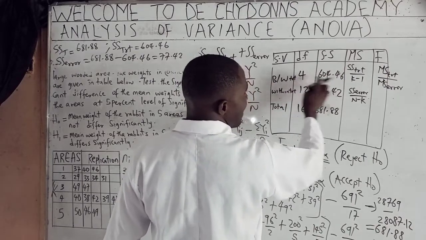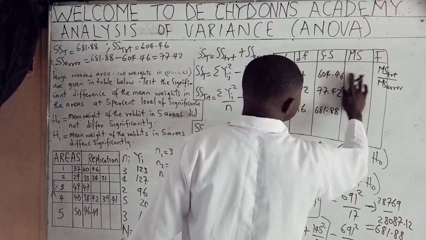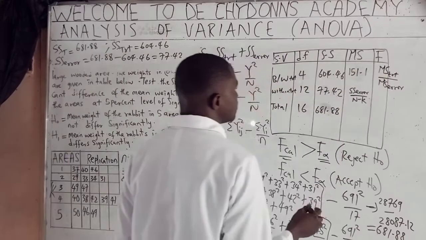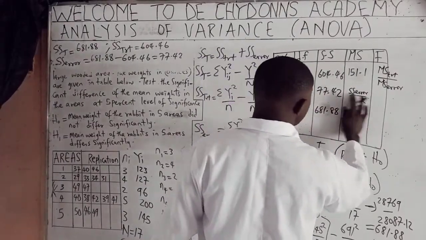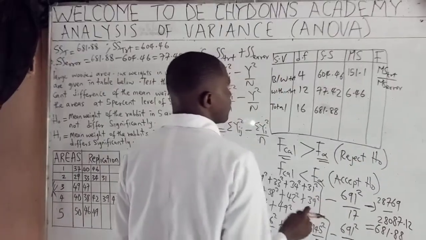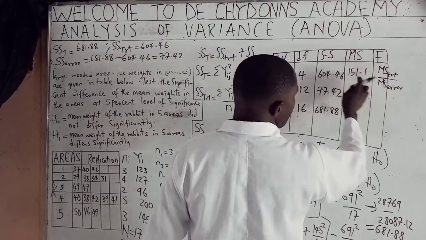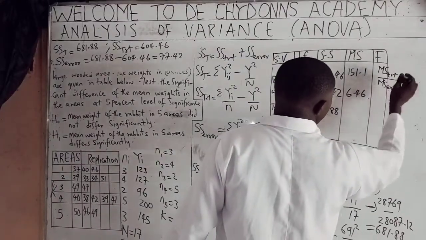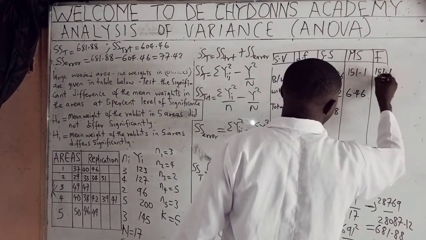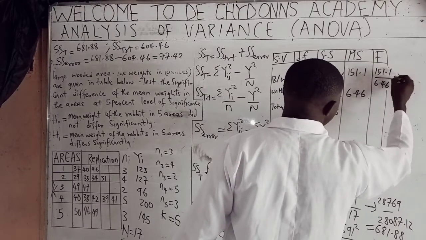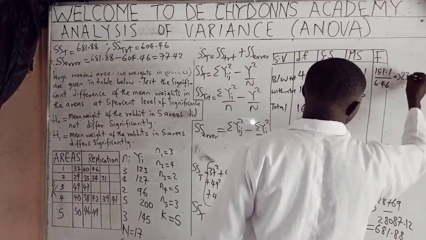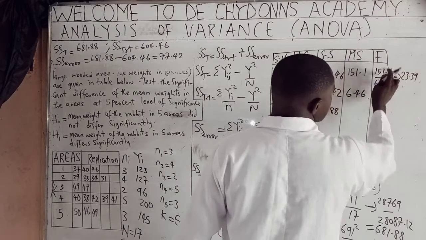This divided by this, what will it give us? If you divide, it will be giving us 151.1 approximately. Then this divided by this, it will be giving us 6.46 approximately. Now, MS treatment over MS error means this divided by this, we'll be having 151.1 all over 6.46. And that will be giving you like 23.39.